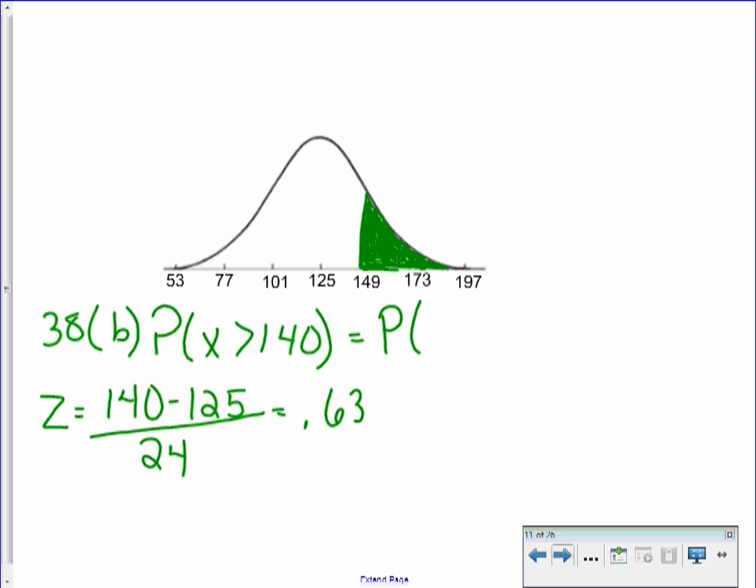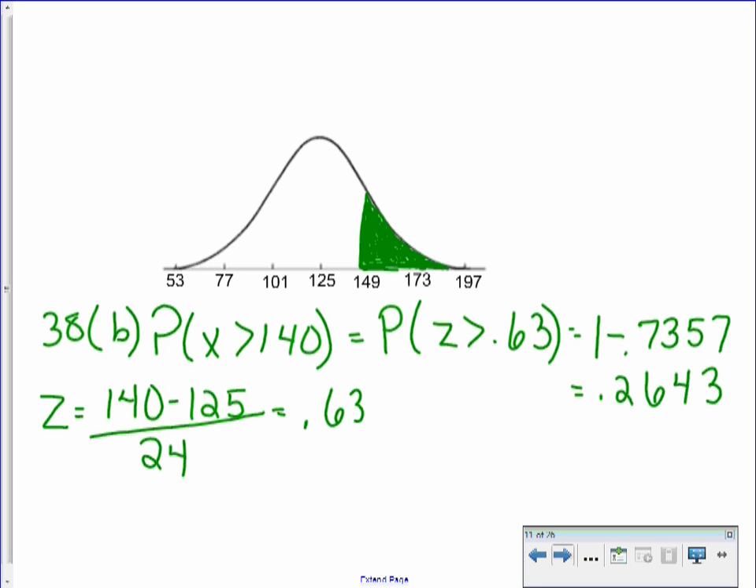So, for our table, we're going to look up the z that is greater than 0.63. Since it is a greater-than problem, is there anything special that needs to happen? Yes. We have to do the complement. So once we look up 0.63, we're going to have to complement that number, since we're looking for a probability that's to the right, not to the left. So that's 0.2643.